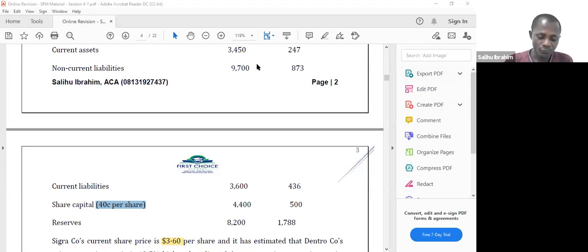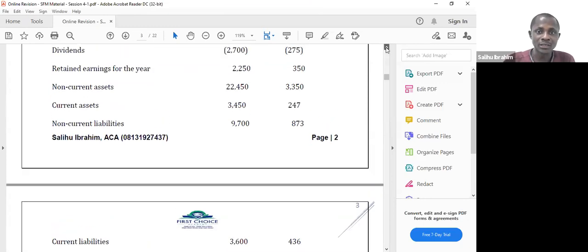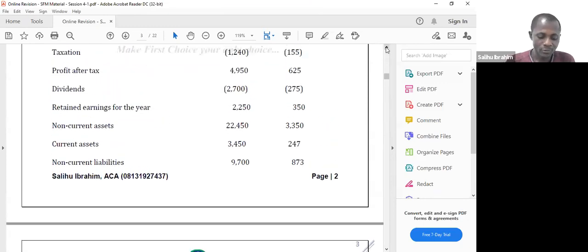So we have 4,400 all over 0.4. That will give us 11,000, right? So I will now say that my price earnings ratio is 4,950 all over 11,000. That gives me 0.45.